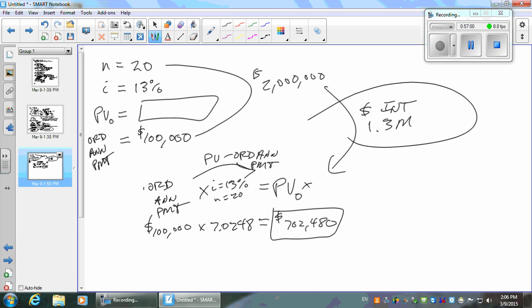Does that make sense? And the difference is the 1.3. Yeah, the total amount is 1.3 because I took out $2 million and I only put in 700,000. Is that doing it? Yeah, I got it. Okay, good. A lot of it is just seeing what's happening.